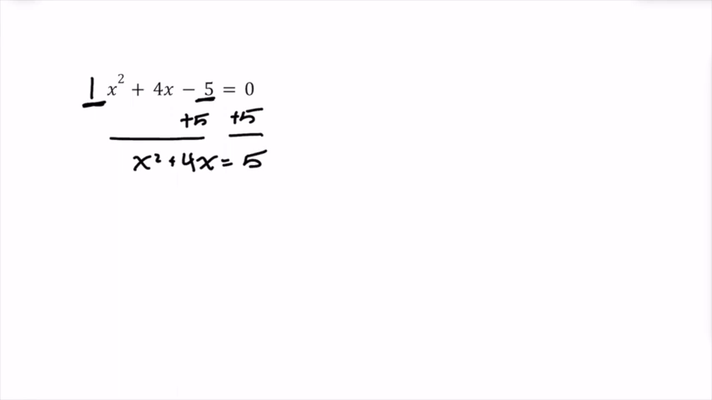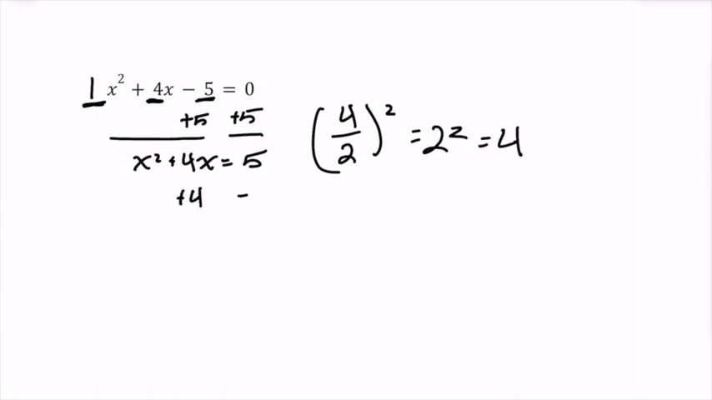Now our next step is to take b halves squared. Our b value here we can see is 4. So we're going to have 4 over 2 squared, which is going to equal 2 squared, which is 4. And we are going to add this to both sides. So plus 4 plus 4. Now we have x squared plus 4x plus 4 equals 9.